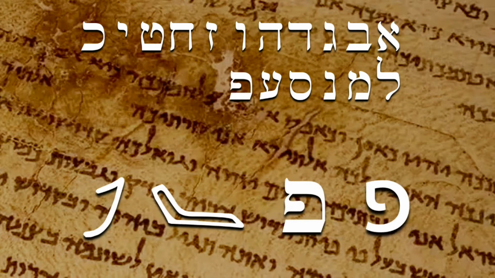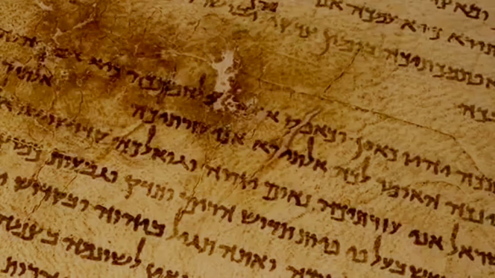Then the letter Pei from last week was a picture of a mouth. You know, what you say, commandments or words, or an opening, like the mouth of a cave. All right. And this one had a final form.